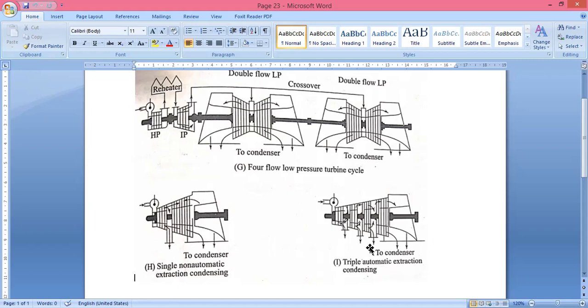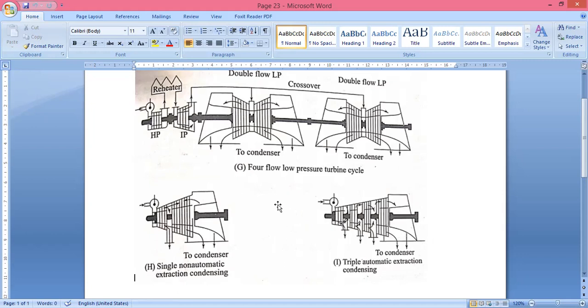Here, this is the automatic extraction turbine. Here, the outlet is controlled by means of a suitable valve, so that it can go to the condenser itself.